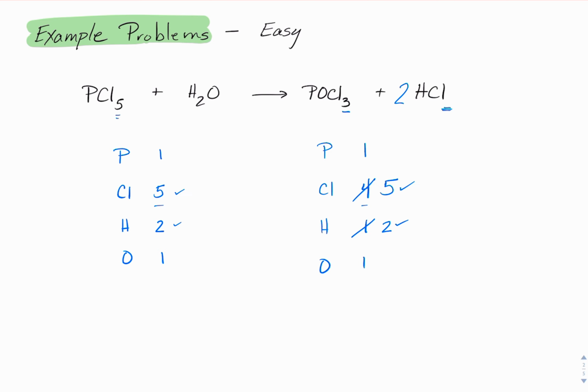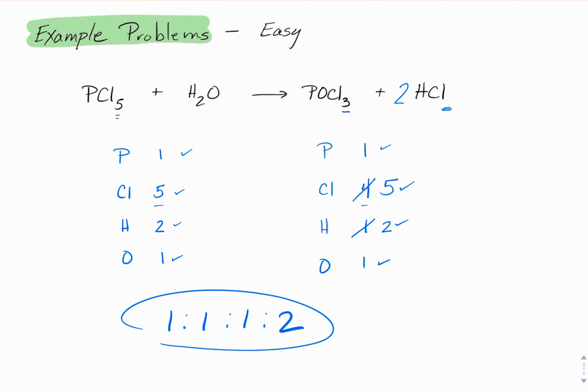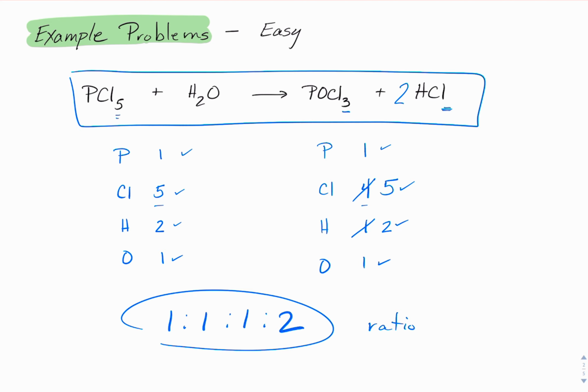Now if we look at this, all of the elements match in number on each side, and so we would say that this chemical reaction is now balanced as a 1 to 1 to 1 to 2 ratio of each of those substances. We typically write that ratio in the order the substances are written in the original chemical reaction. Okay, so that is a balanced chemical equation for our first easy problem.